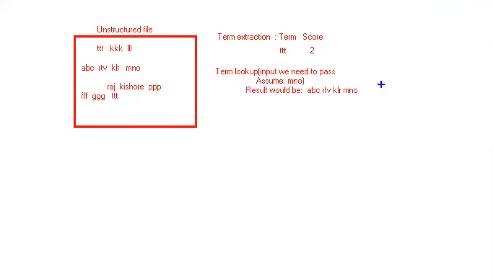That means term lookup will give you the lines where the term is available, and term extraction will give you the term and its occurrences if it repeats more than one time. Term extraction will not take any input, but term lookup takes an input and gives you the lines where the input is available.